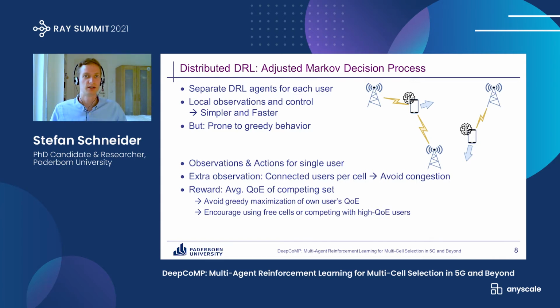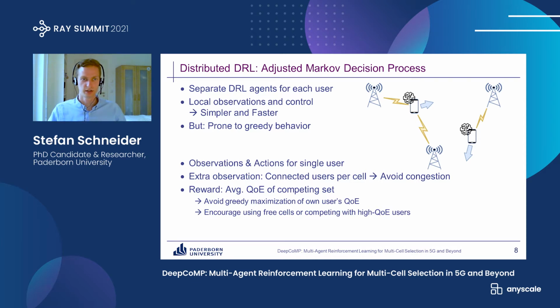So that's really great. But there's also a downside or a challenging part to it, which is that such an approach is quite prone to learning greedy behavior. So if an agent only observes their own user, only controls the action or the cell selections of the own user, trying to maximize the quality of experience of only the own user, of course it learns a policy that greedily maximizes the own user's quality of experience. And this often means that these policies are quite unfair and really don't optimize our total quality of experience. And that's what we want as an objective here. And so we need to make some adjustments.